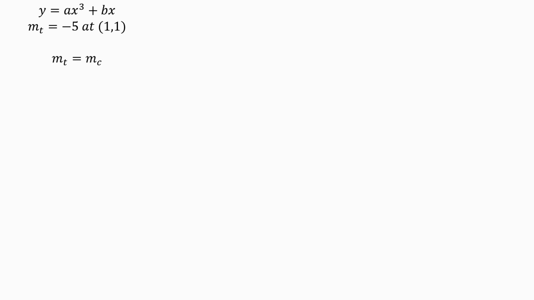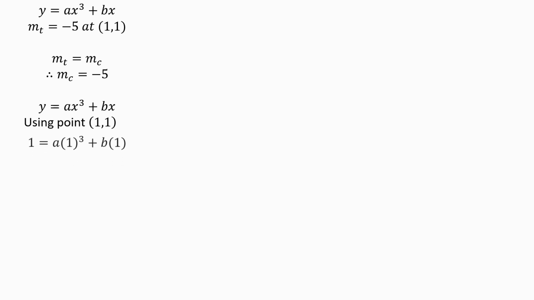So one thing we need to note is that the gradient of the tangent is the same as the gradient of the curve at that point. Therefore, the gradient of the curve will be negative 5 as well at point (1, 1). And we have our equation as y equals ax cubed plus bx. So using the point (1, 1), we are going to replace x and y with 1. So we shall have 1 equals a into 1 cubed plus b into 1. And that gives us 1 equals a plus b.